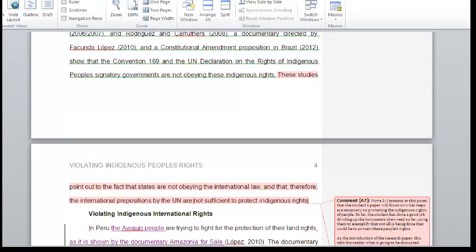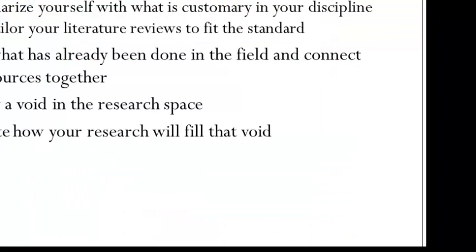So as you can see, moves 1, 2, and 3 do work together. Move 1 really identifies the general area of the topic, provides the background information the reader needs to know to understand your issue. Move 2 starts to illustrate a hole or a problem or something that needs to be addressed. And then move 3, at the end of that, is your thesis, which really articulates what your research is going to be doing.